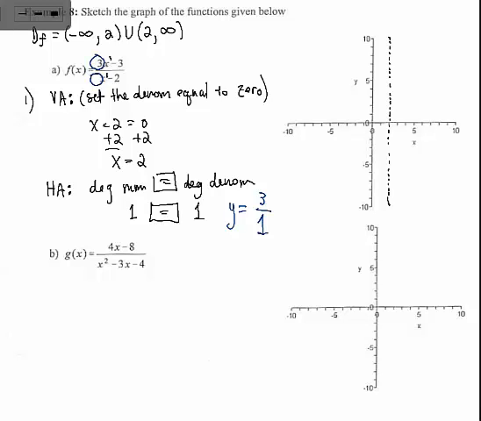I'll switch back to black, and I will find 1, 2, 3 on the y-axis and draw a dashed horizontal line there. HA, horizontal asymptote, VA, vertical.